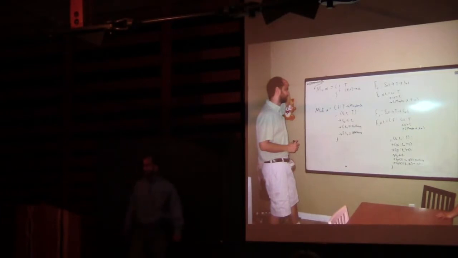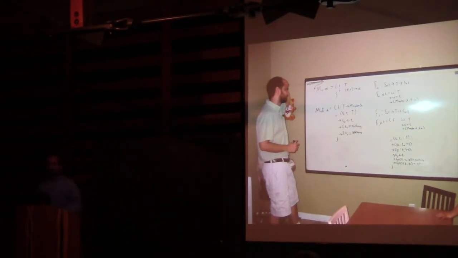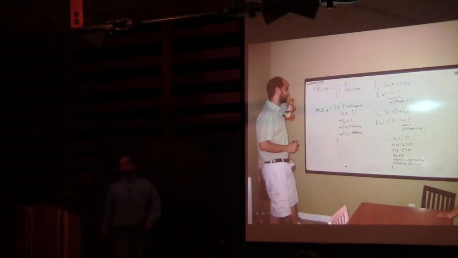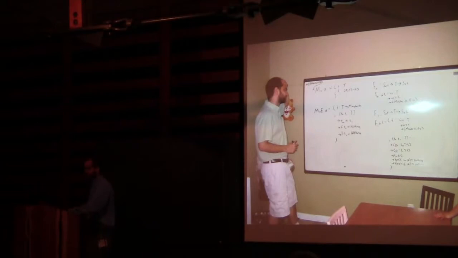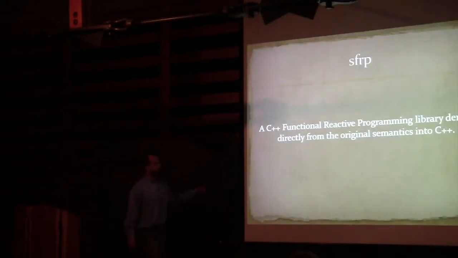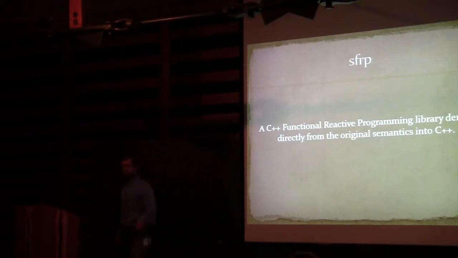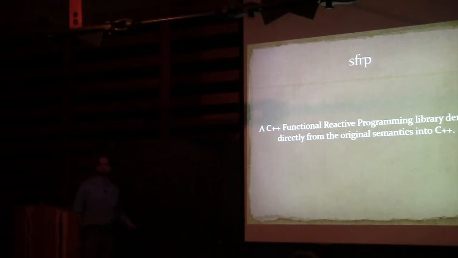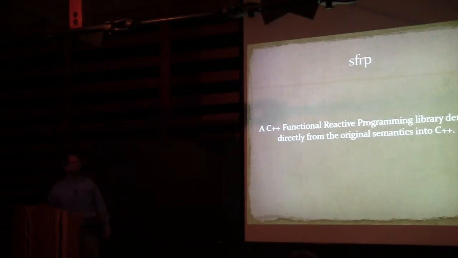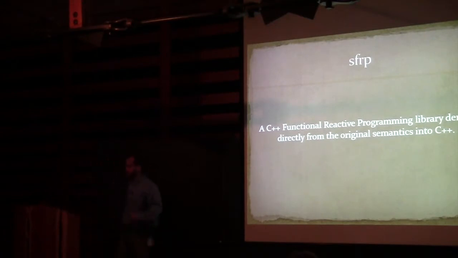So what I decided to do was to just ignore the problem, as I like to do sometimes, right? It's a really huge problem. You don't know how to solve it. Let me just pretend that doesn't exist and move forward. And that's what SFRP is. I didn't look at the Haskell implementation. I derived the semantics directly in C++, using the C++ idioms, the C++ way of doing things. And that is where SFRP is unique from all the other C++ implementations so far, is that I derived everything directly into C++.